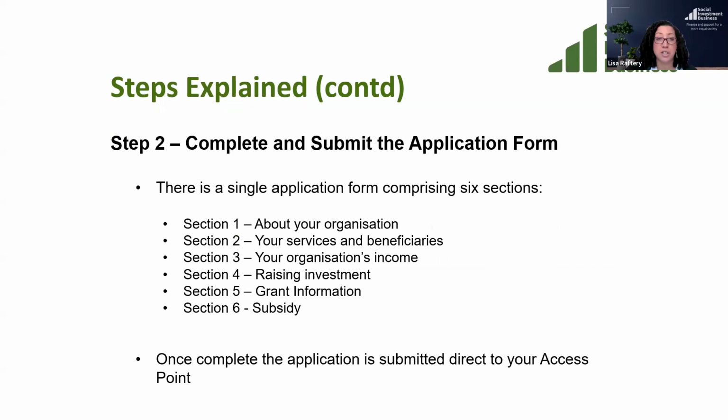There are 6 sections of the application form. Sections 1 to 3 are fairly self-explanatory, and as I said, there's full detailed guidance on our website. But I will go into a bit more detail on sections 4, 5, and 6. Once the application form has been submitted, it goes directly to your access point.